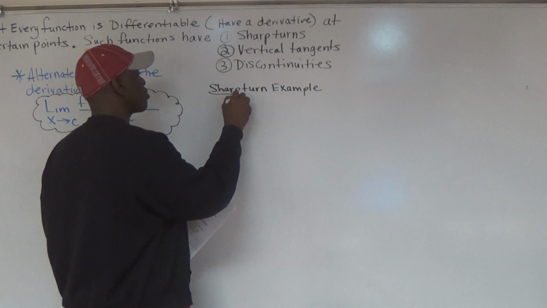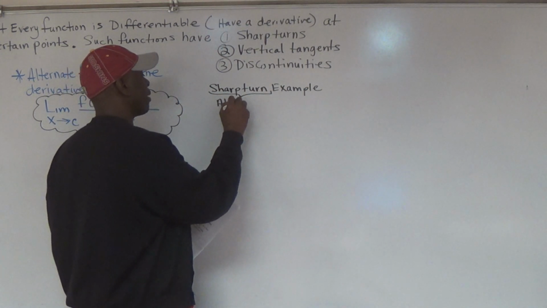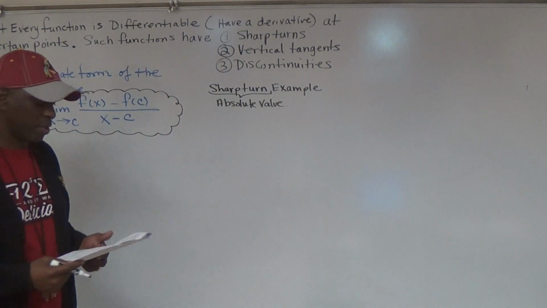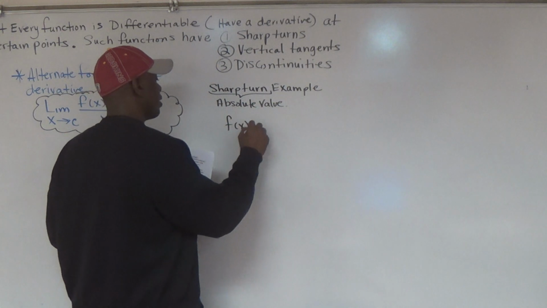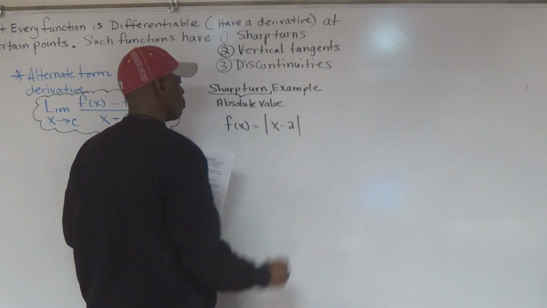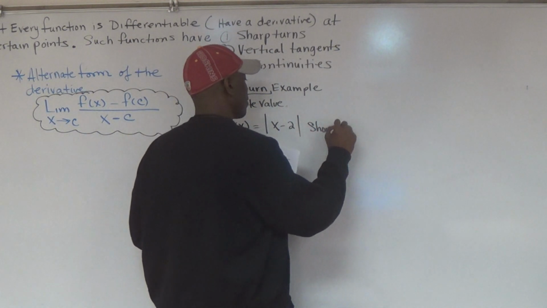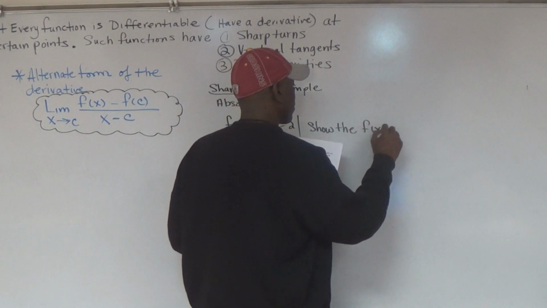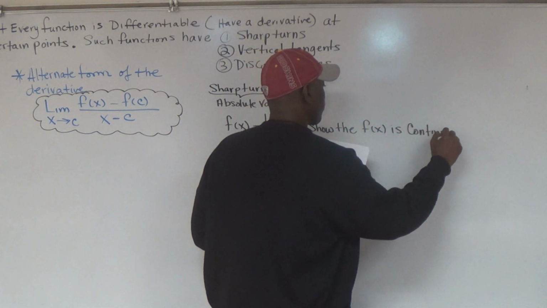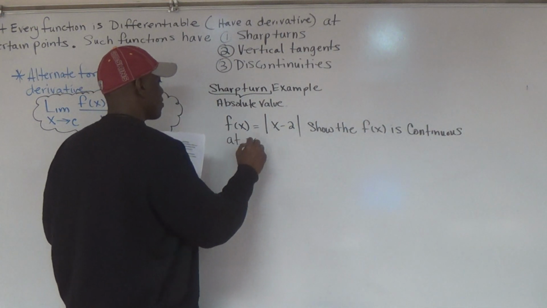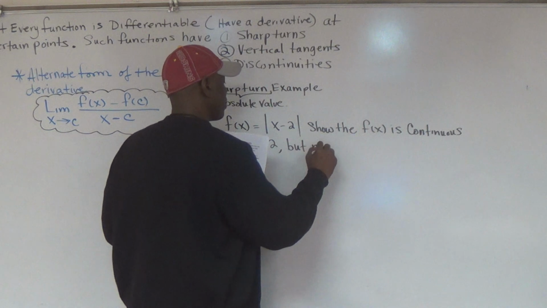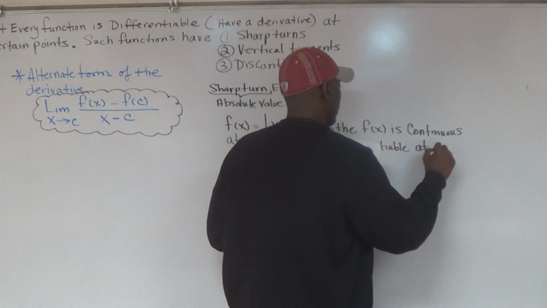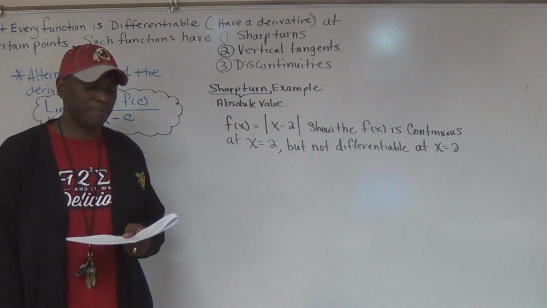And what type of functions have sharp turns? Well, these are absolute value functions. Absolute value functions have a sharp turn. So let's say that f of x equals the absolute value of x minus 2. Show that f of x is continuous at x equals 2, but not differentiable at x equals 2. Okay?